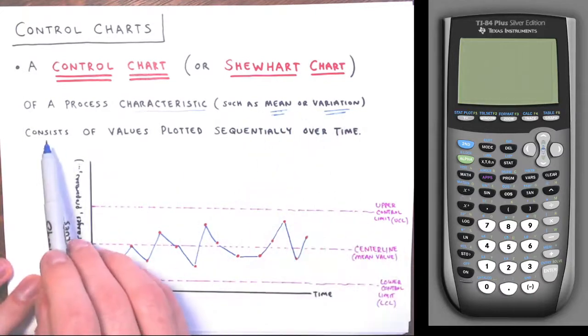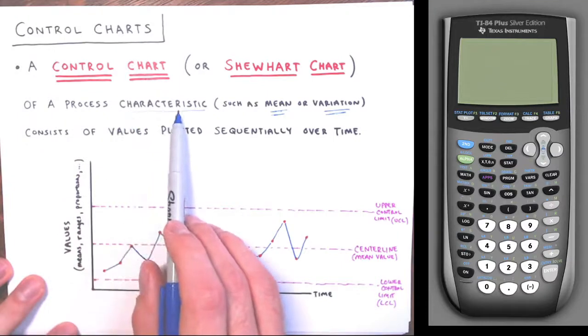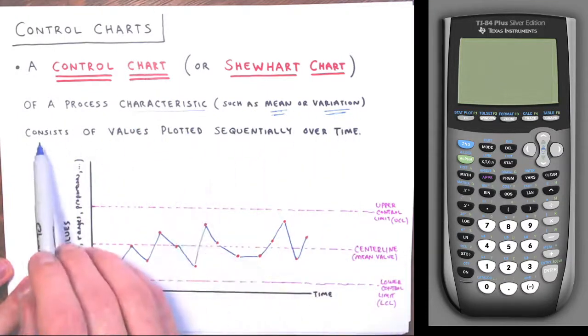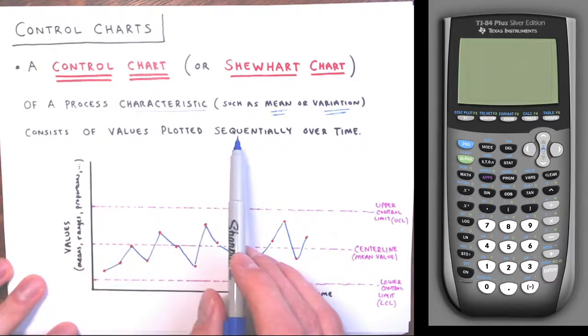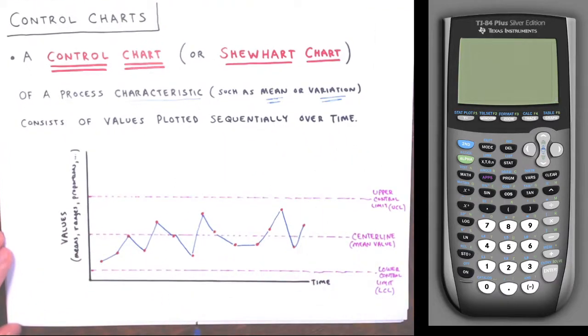All right, so a control chart of a process characteristic, such as a mean or variation, consists of values plotted sequentially over time, just like a run chart, very similar. All right, the major difference is you're going to see these three lines show up on a control chart, and I'll show you what these are.